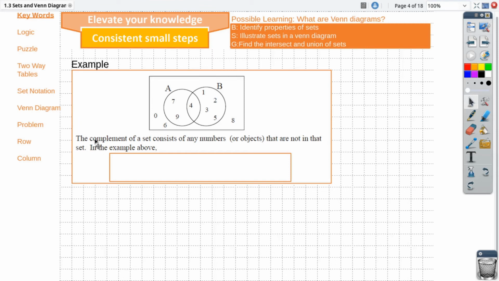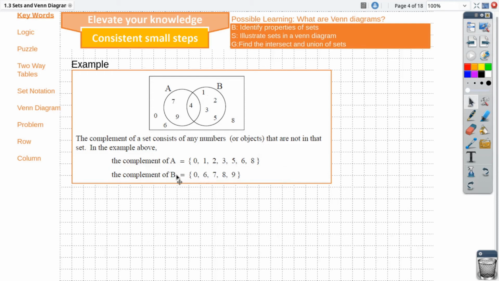And finally, the complement of a set consists of any numbers or objects that are not in the set. So again, if we look back to our previous example, the complement of A is 0, 1, 2, 3, 5, 6, and 8. It means any number that isn't in A. The complement of B is 0, 6, 7, 8, and 9. Again, it's any number that is not in this circle. This is the set of B, and the complement of B is any number that is not in set B.